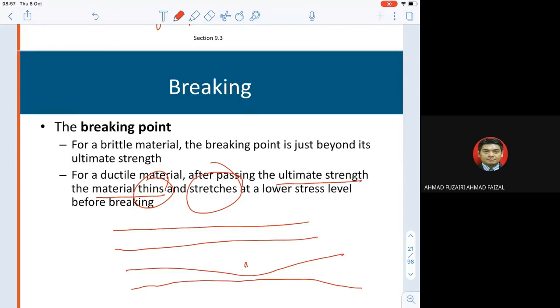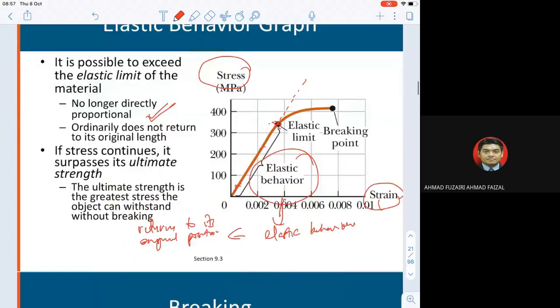But for brittle material, katalah awak tarik batu bata, awak tarik dia terus dia kan putus just beyond the ultimate strength. Okay. So kita tengoklah, oh, where is the ultimate strength if stress continue. So this is the bahagian yang dinamakan ultimate strength. Okay. So kalau untuk brittle material, ultimate strength tu duduk dekat dekat je dengan dia. Tapi kalau untuk ductile material, break dia duduk jauh sikit breaking point.